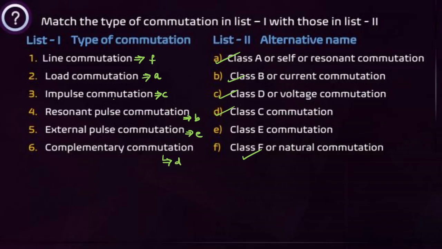Like this way: line commutation is class F. Load commutation is class A, so A is the matching. Impulse commutation is class D or voltage commutation, so C is the matching. Resonant pulse commutation is current commutation, class B is the matching. External pulse commutation is class E, E is the matching. Complementary commutation is class E commutation, D is the matching. Like this you have to make the matching. This is based on alternative names.